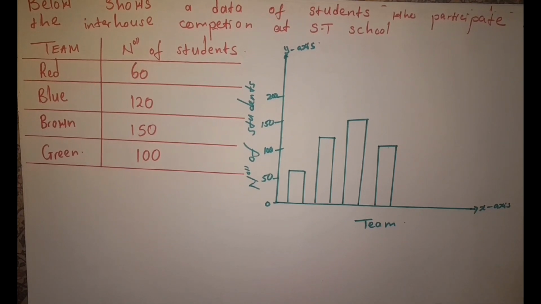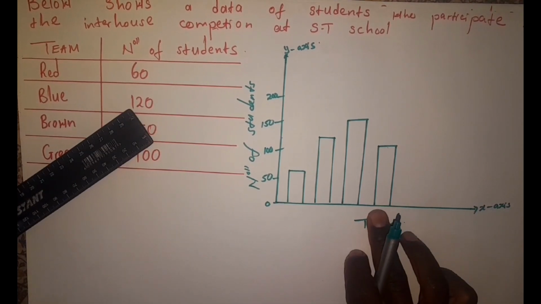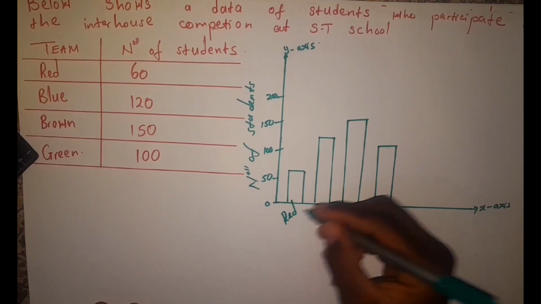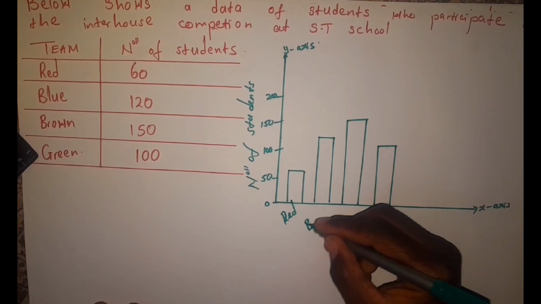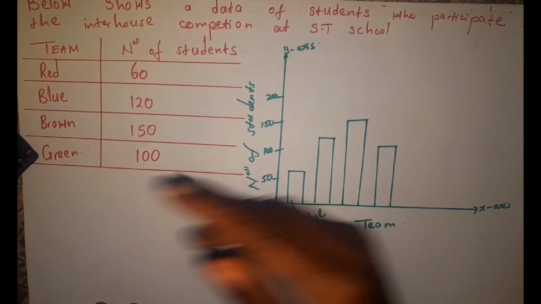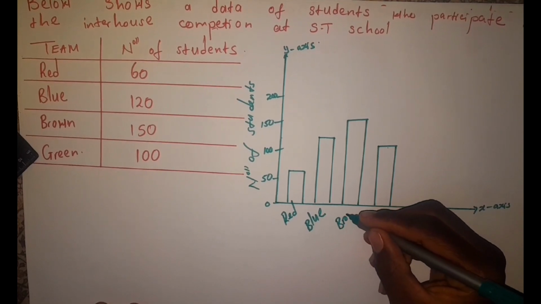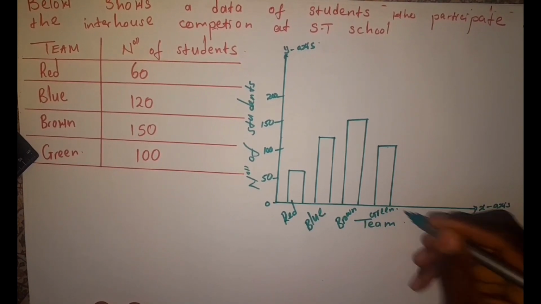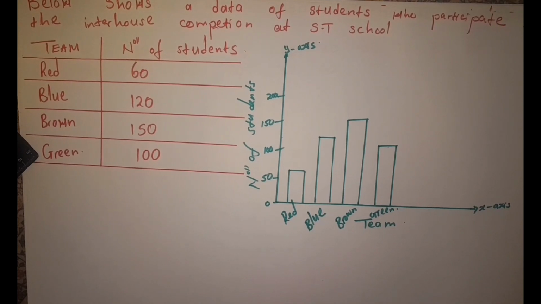Under this single category variable, we have 4 categories, which are, let us write them. Here we have red, then blue, then brown, and lastly green. So this is how you draw a simple bar chart or a simple bar graph.